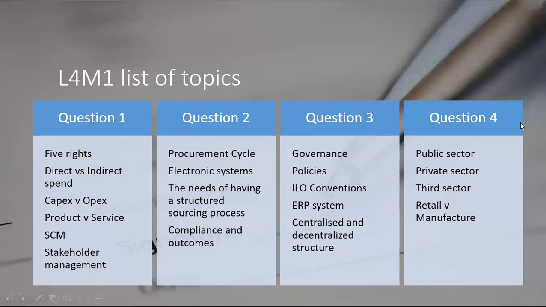The fourth question focuses on different sectors within the economy. And normally they ask you about sectors like public, and how the objective or characteristic of a sector has an impact on procurement. For example, the private sector has the objective to earn profit. So what is the impact on procurement? What should procurement do to achieve that objective?